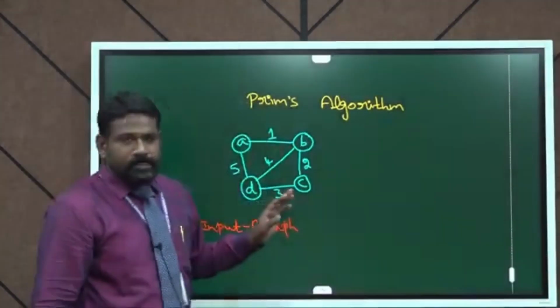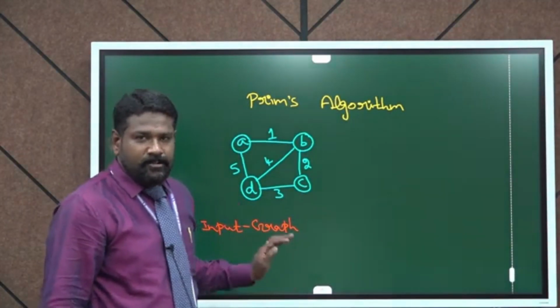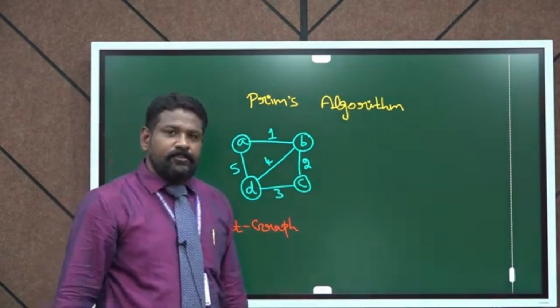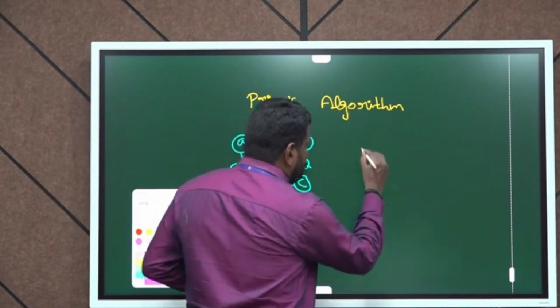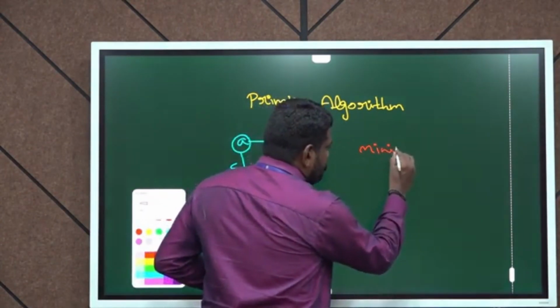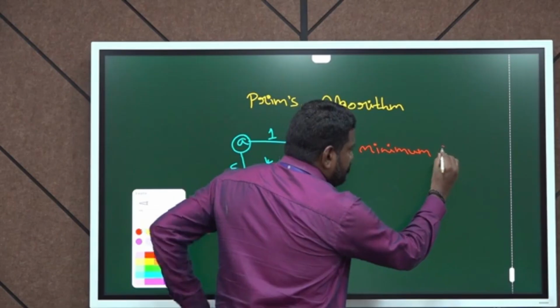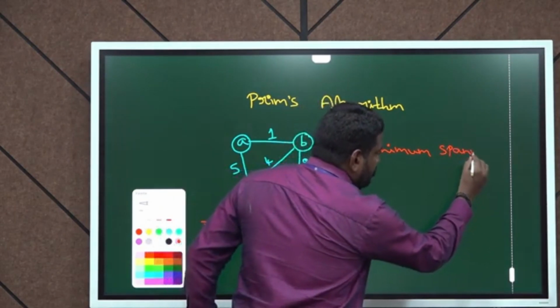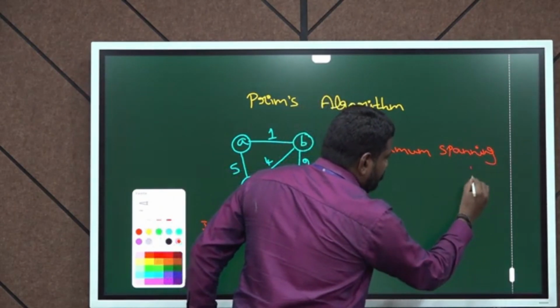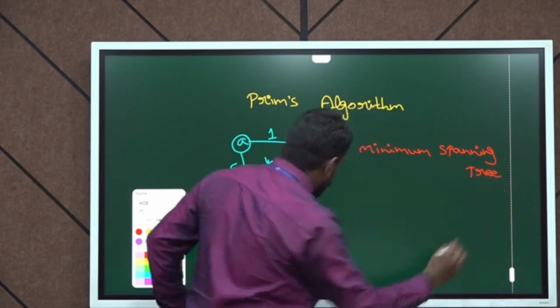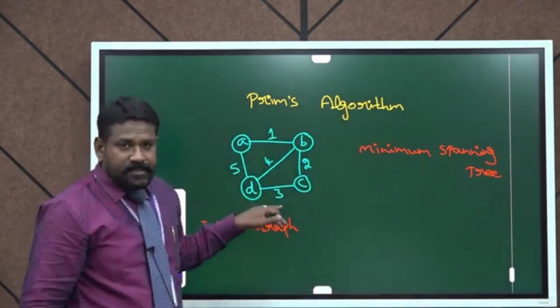So we all know in Prim's algorithm the input is going to be a graph. For that graph we are going to find out the minimum spanning tree. So there is a difference between graph and tree. I will let you know what the difference between graph and tree is. So graph, it consists of cycles.